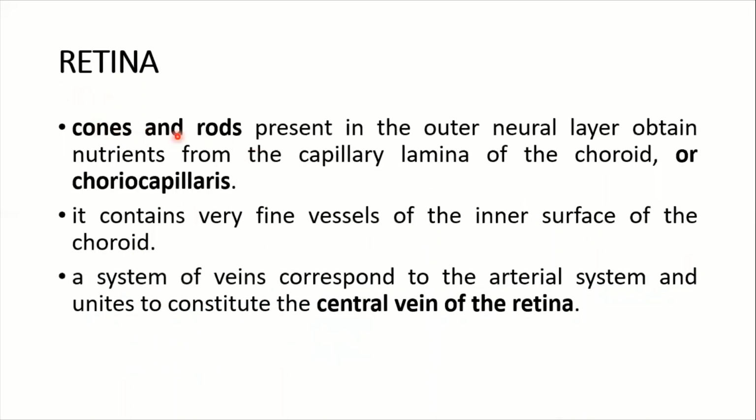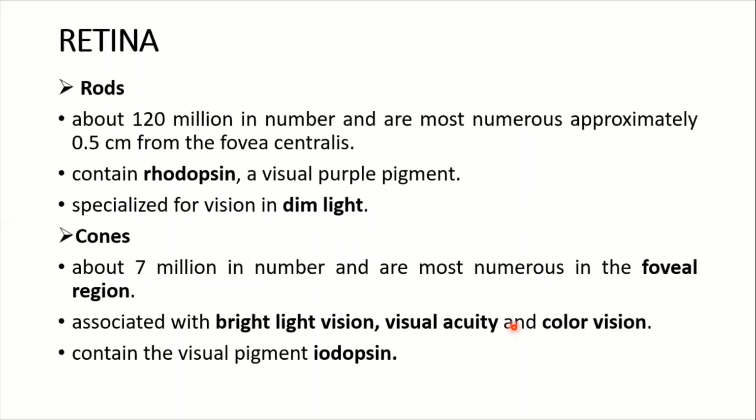Then cones and rods. These are present in the outer neural layer, and they obtain nutrients from the capillary lamina of the choroid, or choriocapillaris. It contains very fine vessels of the inner surface of the choroid. A system of veins corresponds to the arterial system and unites to constitute the central vein of the retina.